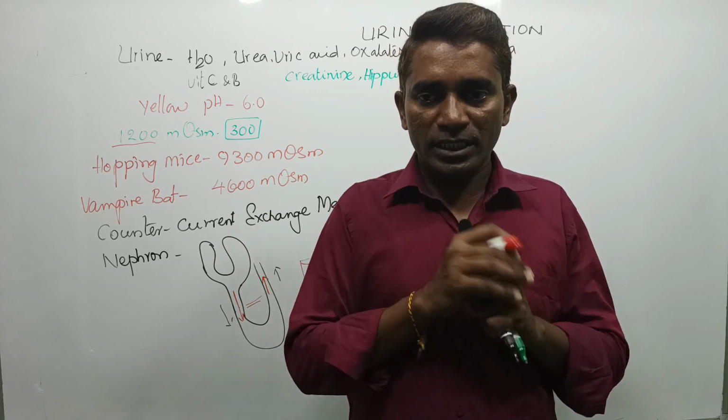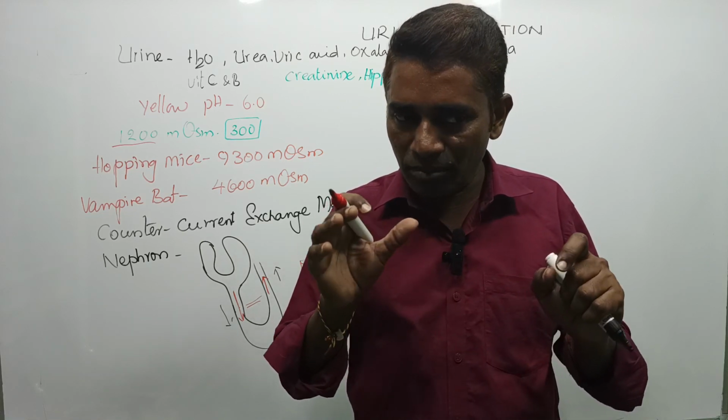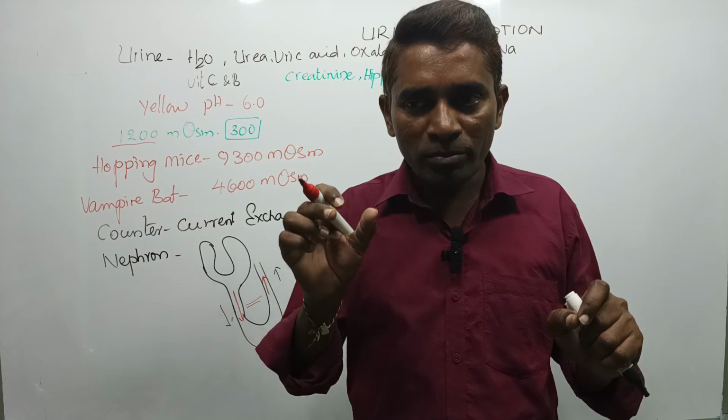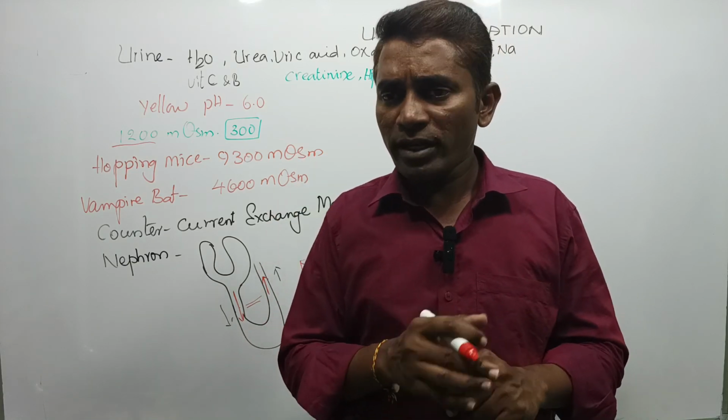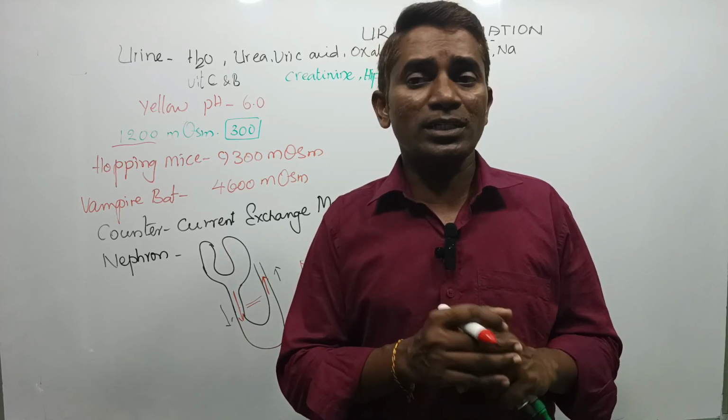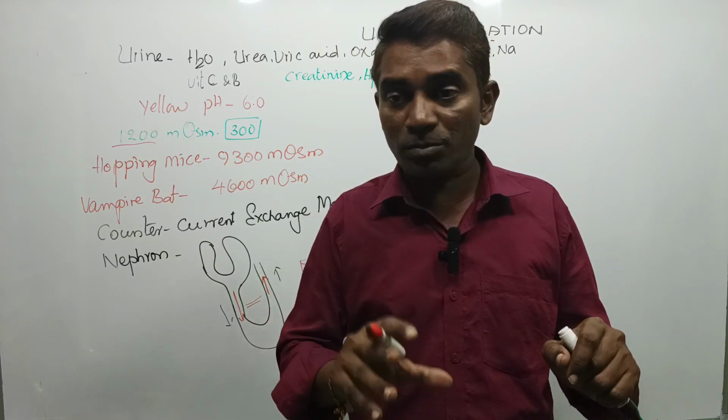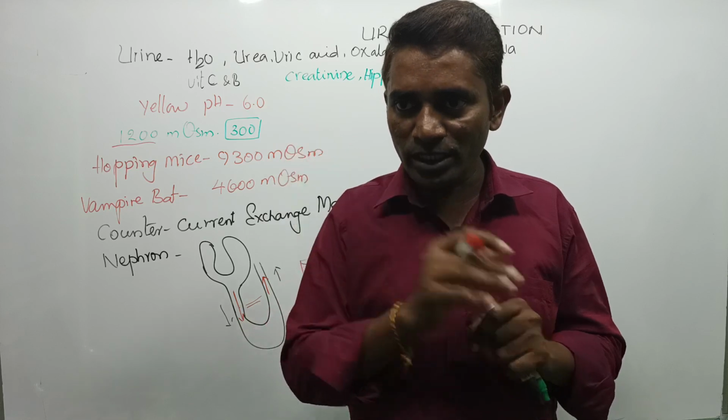Concentrating the urine itself against 300 milliosmolar, a human being excretes 1200 milliosmolar urine itself. Fine. What is osmolarity first? That is the concentration of ions or particles present in the urine itself.